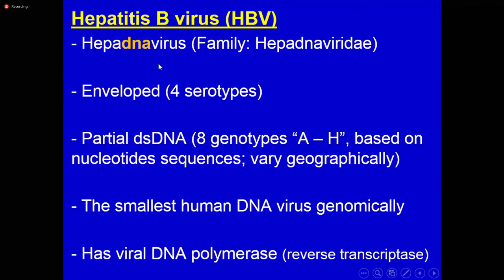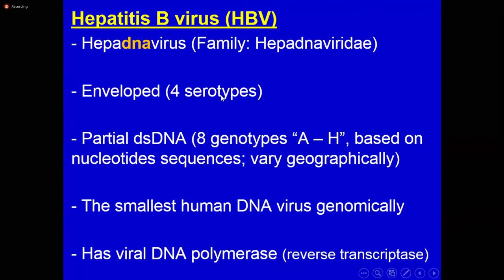It is Hepadnavirus, called Hepadnavirus. Hepa from hepatotropic, DNA virus, double-stranded, is the B. So Hepadnavirus. The family, Hepadnaviridae. All families of viruses end with the suffix viridae. Once you see viridae, it means virus. So Hepadnaviridae, the family of the virus. It is an enveloped virus, so surrounded by envelope. We said A and E are non-enveloped.